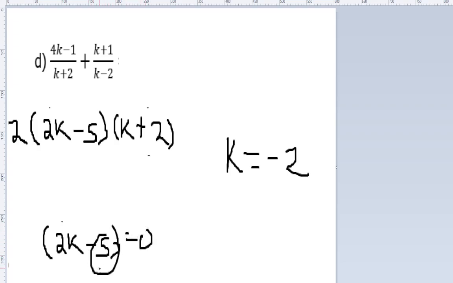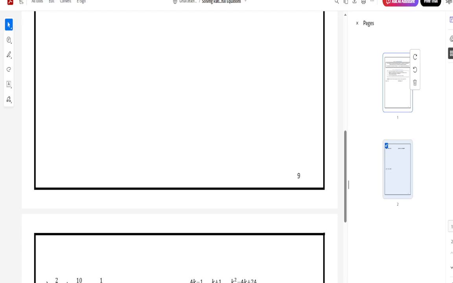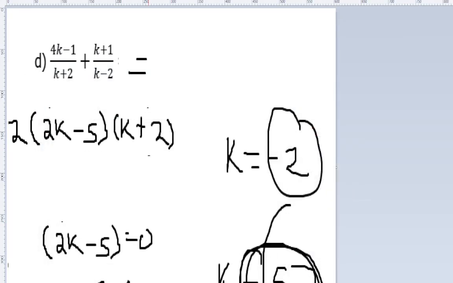We add 5 to both sides. 2k is equal to 5. And we divide by 2. k is equal to 5 over 2. Which means our possible answers are minus 2, which is impossible, and 5 over 2. What you would do is plug it back into the equation. But because this is fairly complicated, I'm going to instead take the original equation.